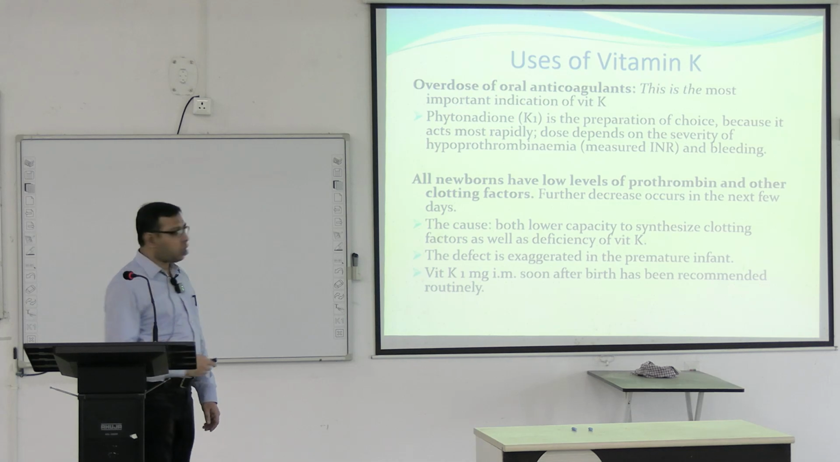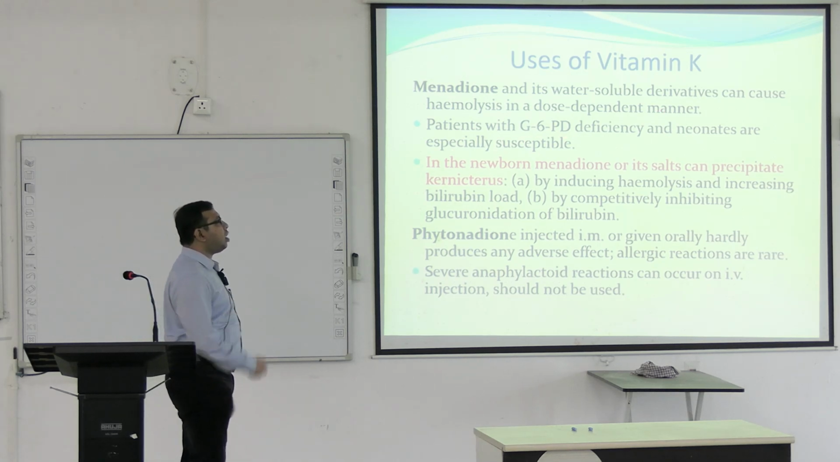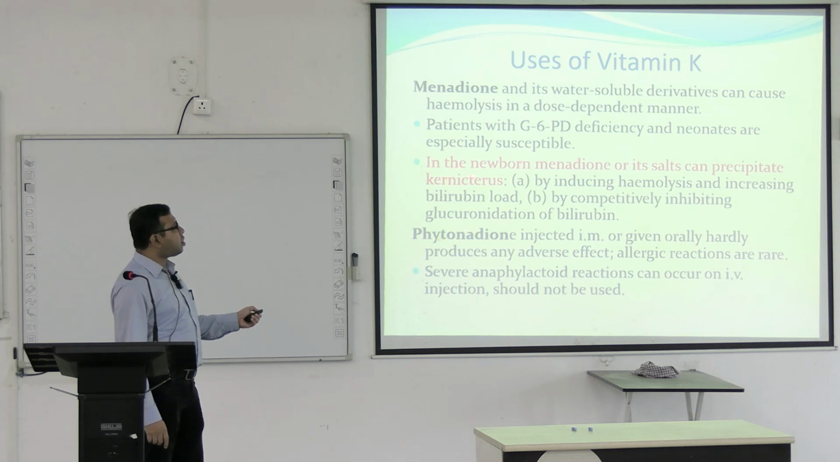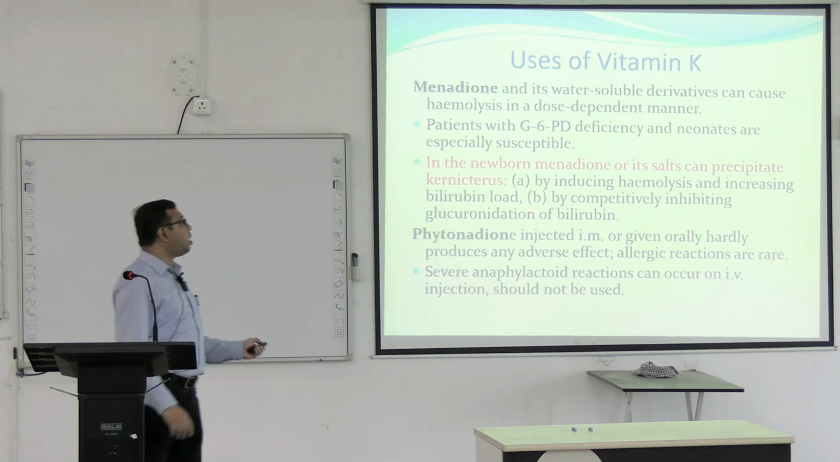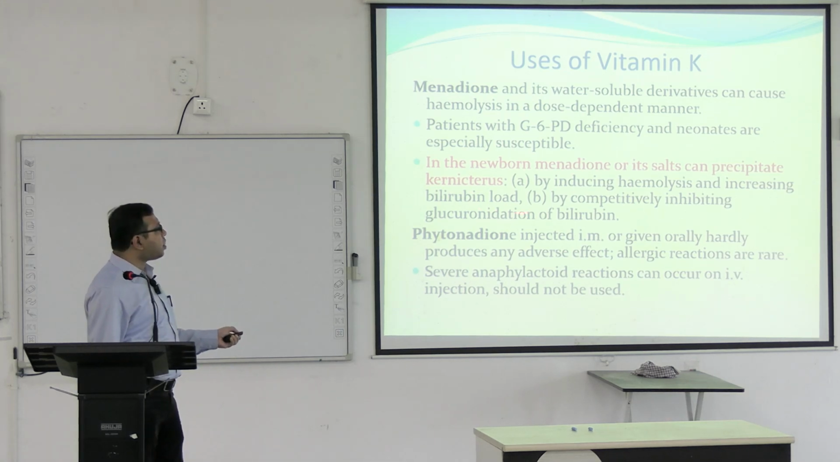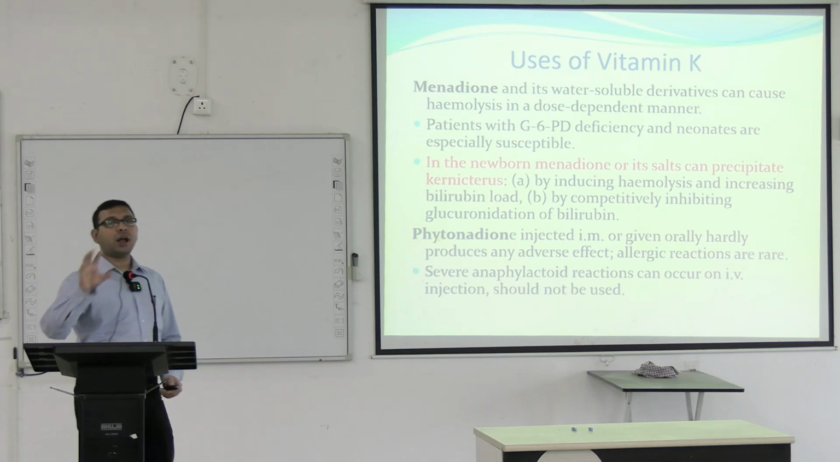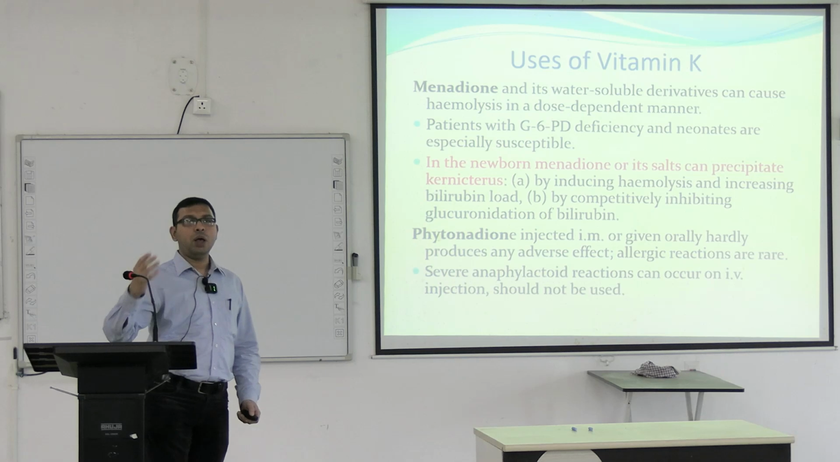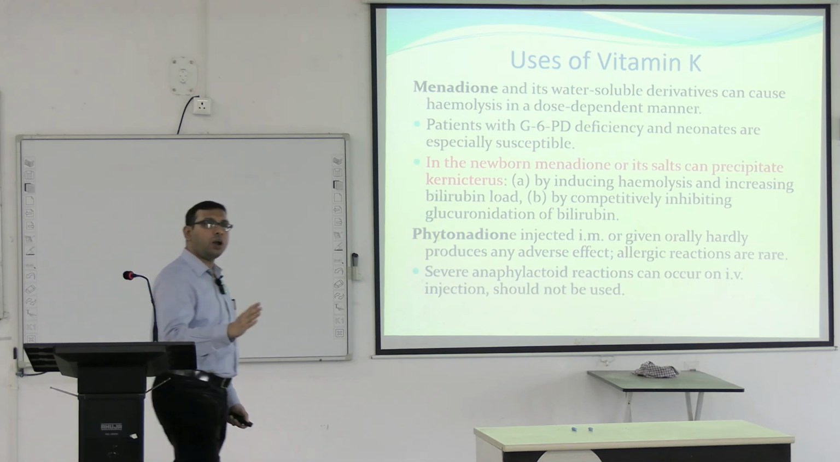Next is the warfarin toxicity. Already we have seen, menadione and its water soluble derivatives can cause hemolysis in a dose dependent manner. So patients with G6PD deficiency and neonates are especially susceptible. In the newborn we cannot give the menadione formulations of vitamin K because that can precipitate kernicterus. Kernicterus means there is hemolysis and deposition of this breakdown product of the RBC in the basal ganglia. This is known as kernicterus, so there will be jaundice in the newborn. That may happen. So the menadione form of vitamin K should not be given to the newborn.